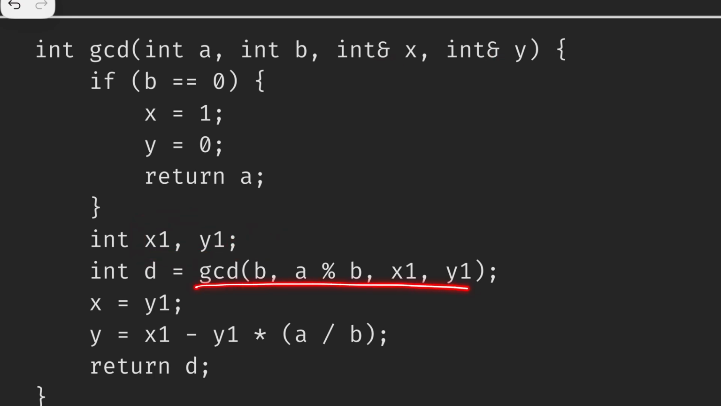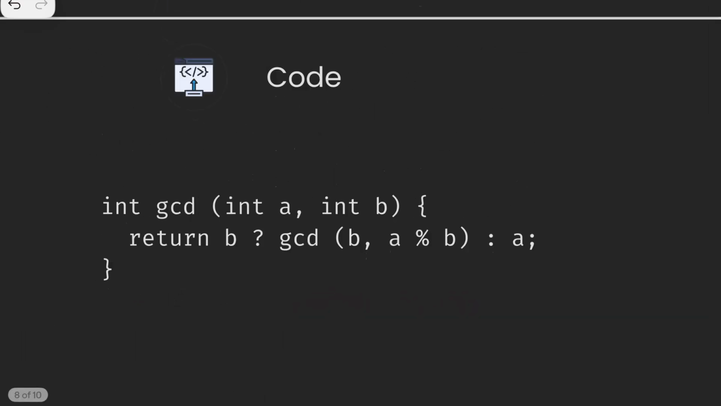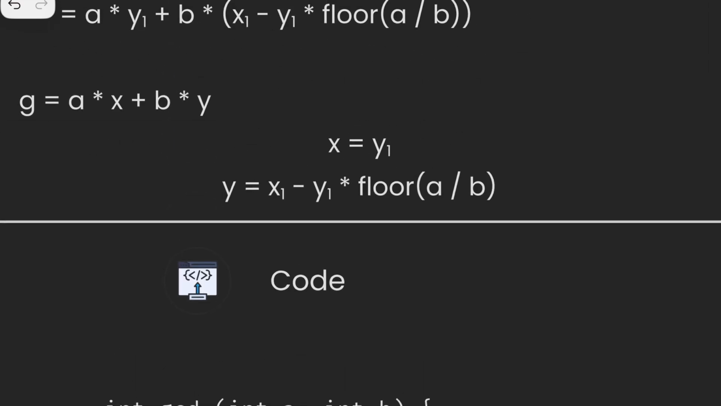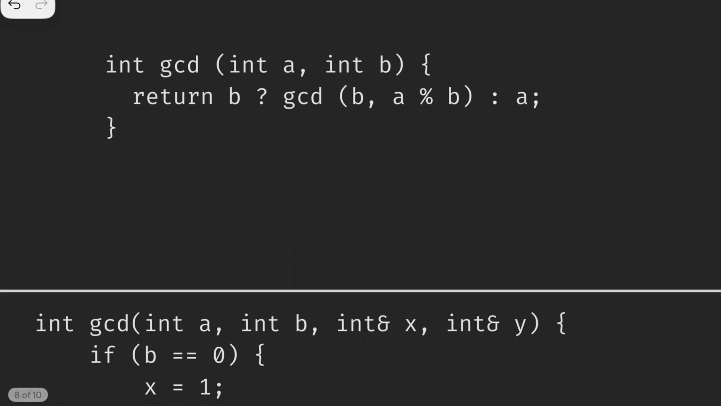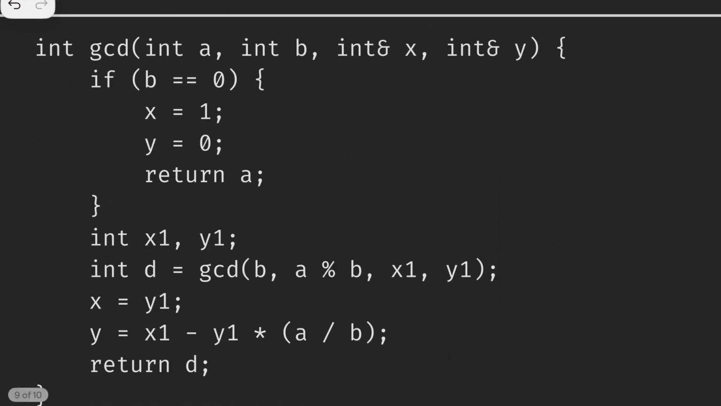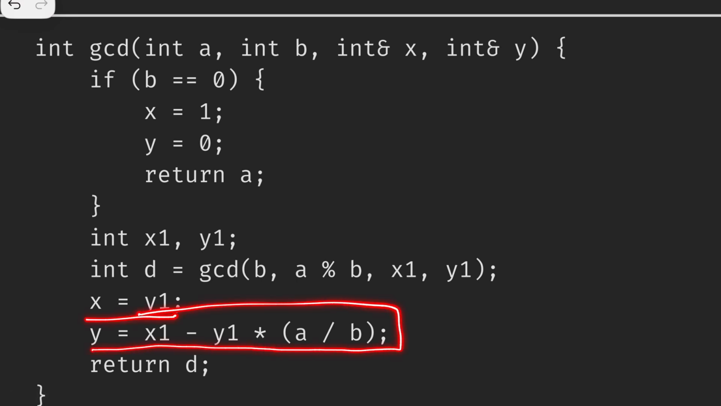Now this GCD will return the value of GCD. Also it will update the value of x1 and y1 for b and a mod b. Now based on this particular solution, right, we know how to compute x and we know how to compute y, and that's what we have done here. We are updating x as y1, we are updating y as x1 minus y1 into a divided by b, and we are returning the GCD.